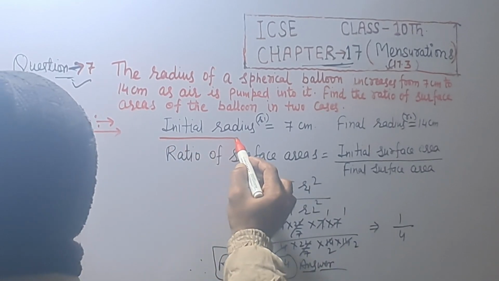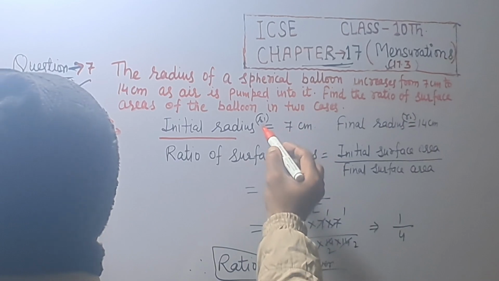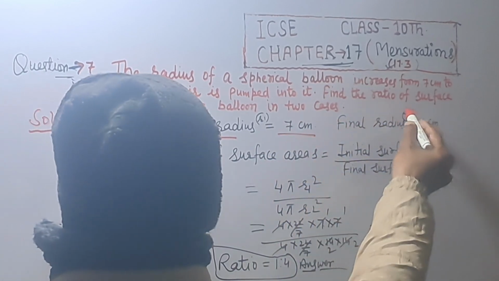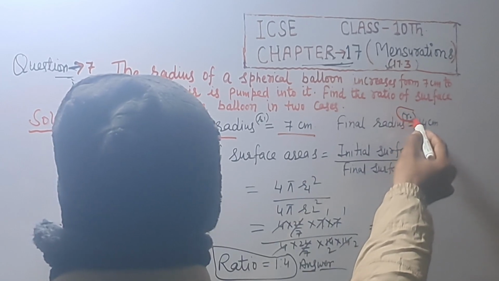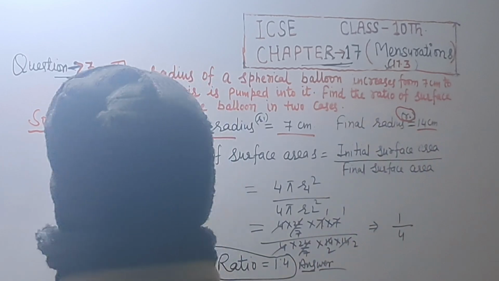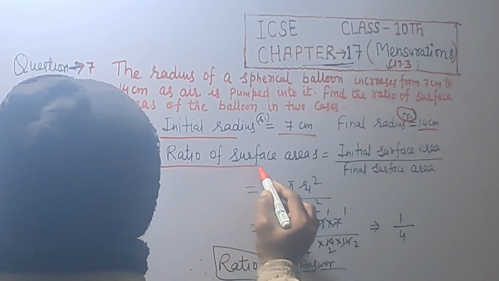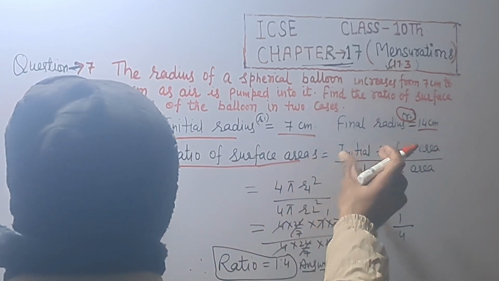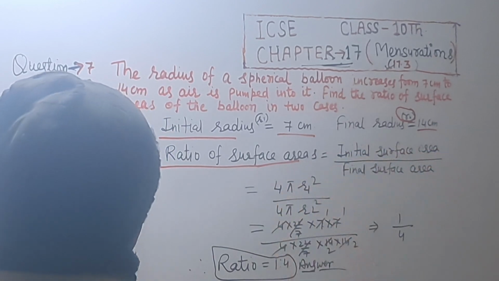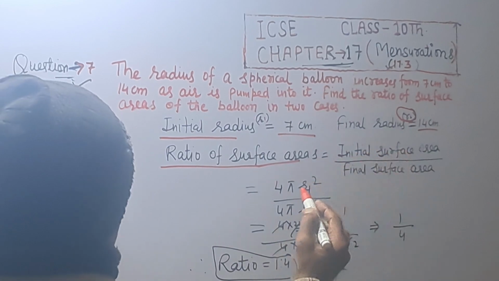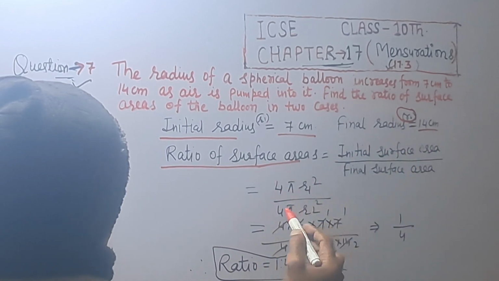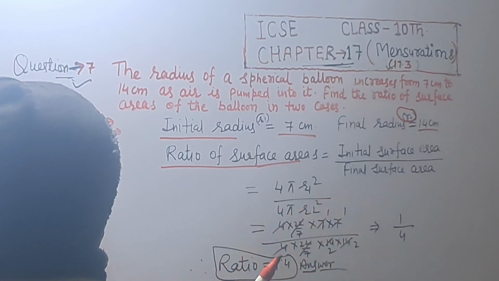Initial radius of a spherical balloon, that is R1, is equal to 7 cm, and R2, final radius, is equal to 14 cm. And ratio of surface areas is equal to initial surface area divided by final surface area. Initial surface area equal to 4 pi r1 square upon 4 pi r2 square.